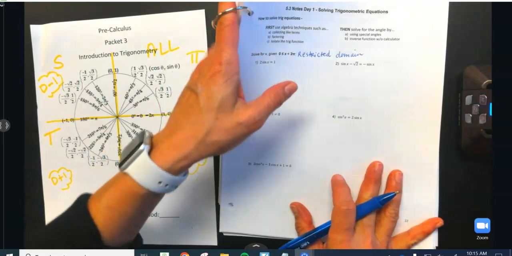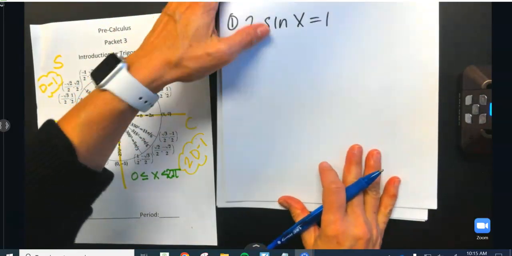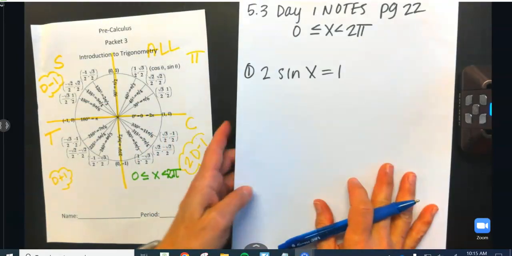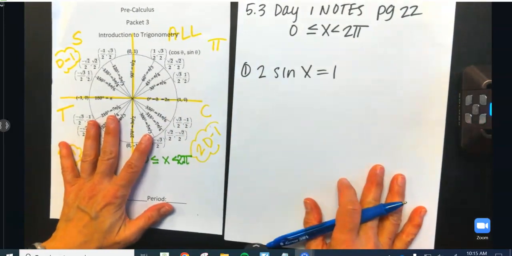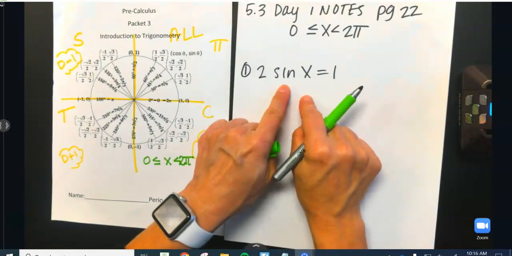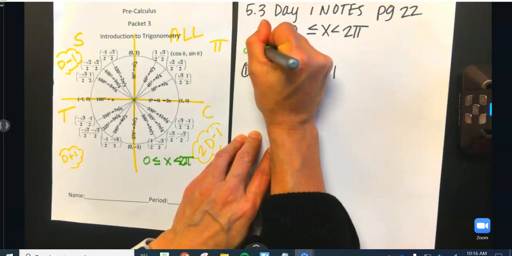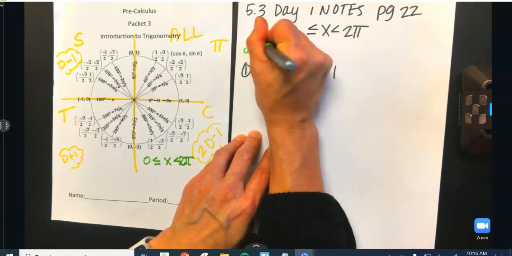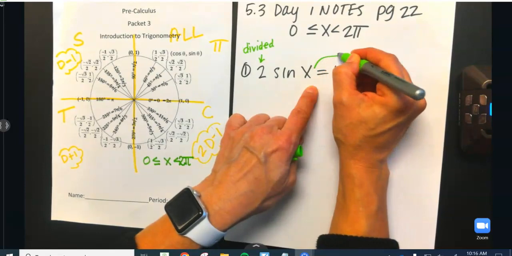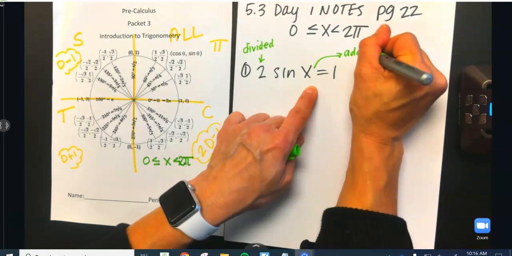All right, let's get started. Again, I wrote my stuff on a separate sheet of paper here. Just want to make sure I'm maximizing my space. All right, here we go. Here's problem 1. What you need to remember is anything before the trig function can be divided. Anything after the letter x can be added or subtracted.